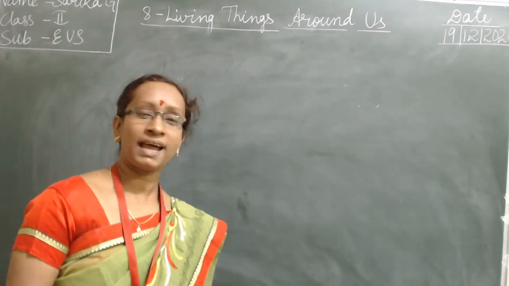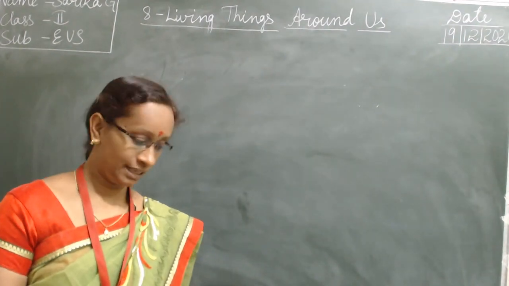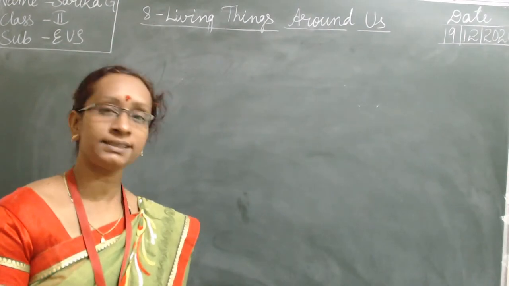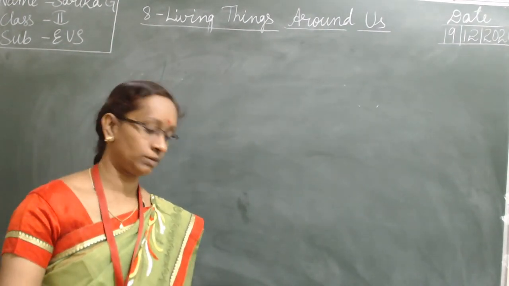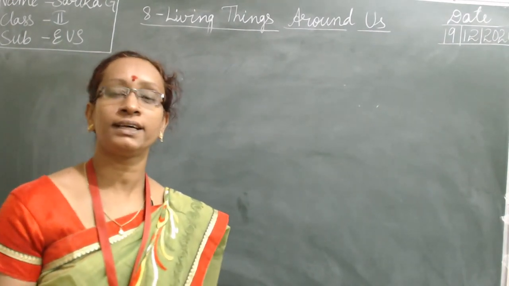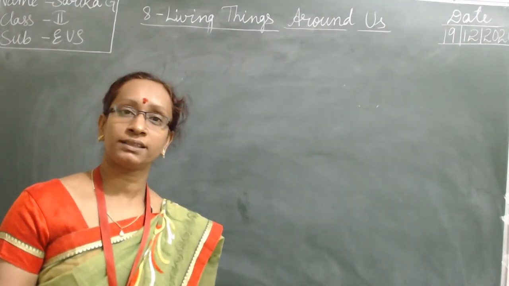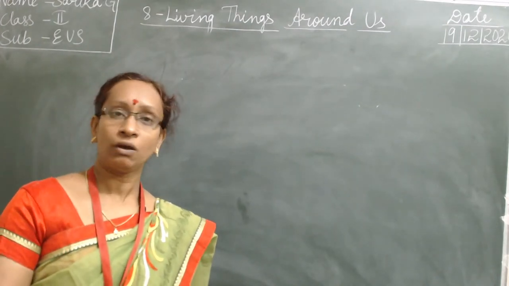And plants and animals are? Yes, plants and animals are living things. They have many things in common. For example, both of them grow, both need water and sunlight, both need air to breathe, and both produce young ones of their own kind.